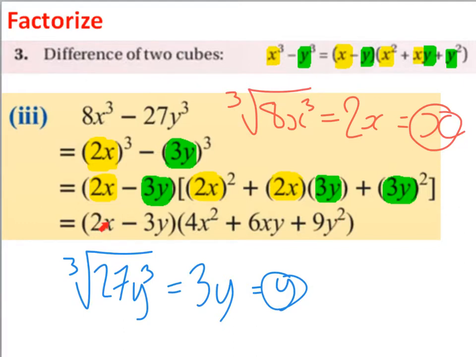And remember, you can multiply out these brackets so you can crack open this egg. So you can do 2x times 4x squared, and then 2x times 6xy, and then 2x times 9y squared, and then minus 3y times 4x squared, minus 3y times 6xy, and minus 3y times 9y squared, and you will get back to what you started with. Okay, so let's try it. Let's multiply out these brackets and see do we get back to the start.